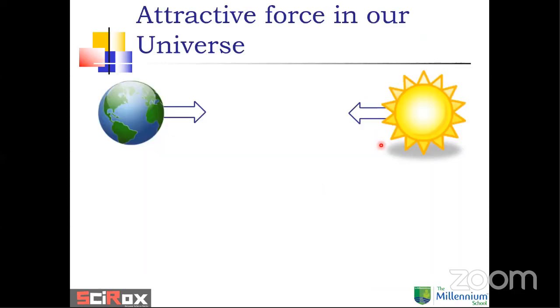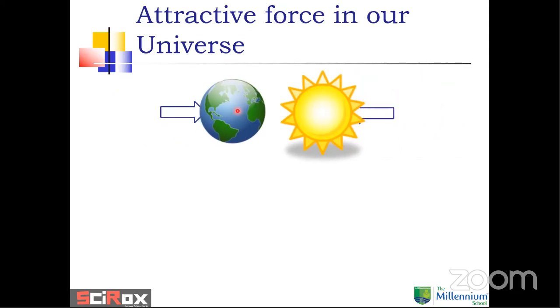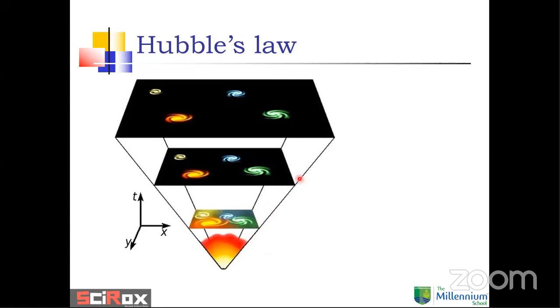I'm sure you're familiar with the fact that gravitational force is an attractive force which acts between two or more objects and tries to bring objects closer. If this is the only force present in our universe, then we would have expected other astronomical objects to come closer to us, and our universe should have contracted over time. But we all know that our universe is not contracting but expanding. Edwin Hubble, a physicist, observed that galaxies in deep space are moving away from each other.